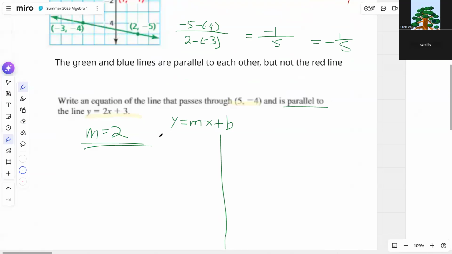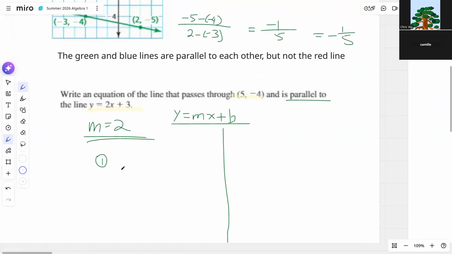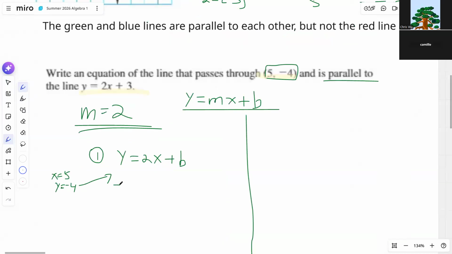So my method one is to say, okay, I know I have this form, so I'm going to plug it in. I would just say y equals 2x plus b. And I'm told that I need to go through this particular point over here, but that just means x is equal to 5 and y is equal to negative 4 for a particular coordinate. So I can plug it in here in this equation to say, oh, negative 4 is equal to 2 times 5 plus b.